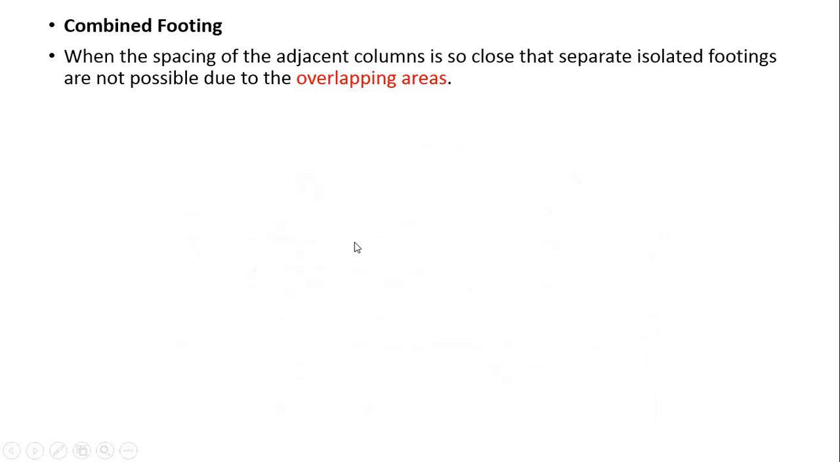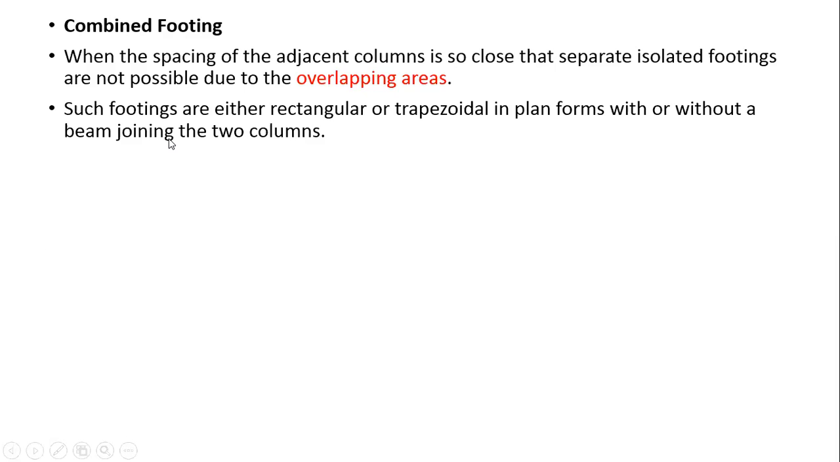Then we have combined footing. Now, when the spacing of the adjacent column is close, suppose that the two columns which are close in a building, so what will happen? The isolated footing areas will merge into each other. Okay. So in that case, it is not possible to provide separate isolated footings because the areas of the footing are overlapping each other. So under such condition, what we'll do? We have to provide a combined footing.